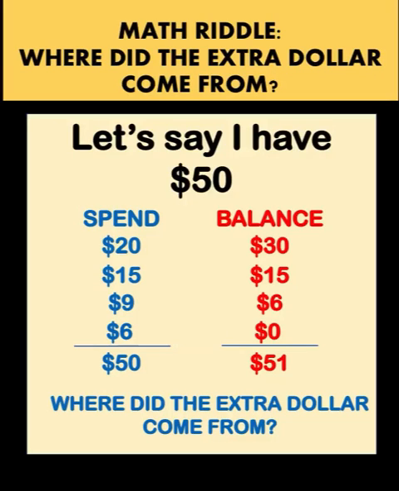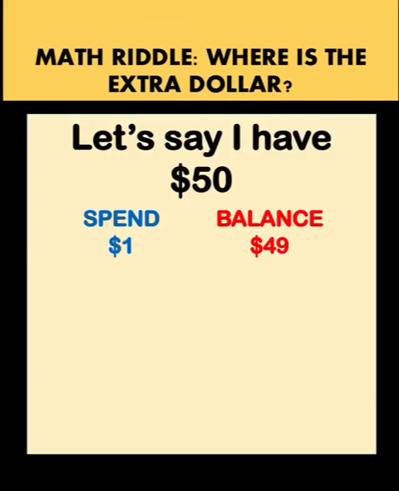Let's solve this problem together. In order for us to solve this riddle, let's use extreme values so that we can see where the inconsistency lies. Let's say I spent $1, my balance would be 49. 50 minus 1 is 49. From this 49, let's say I spent again another $1, so my balance would be 48. And I spent again another $1, and my balance would be 47. And finally, let's say I spent that remaining amount of $47, and so my balance would be 0.